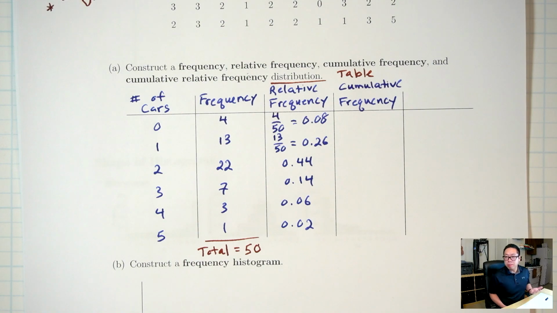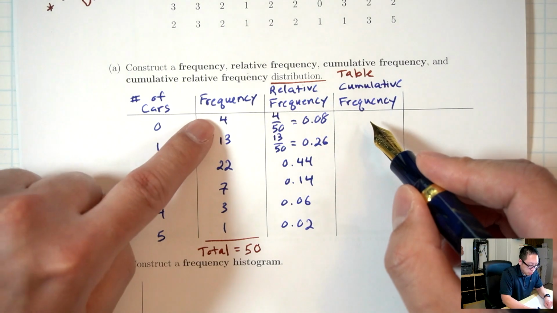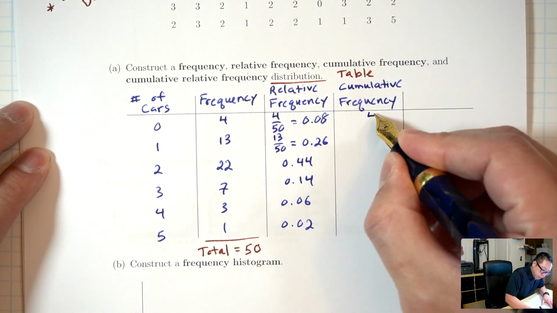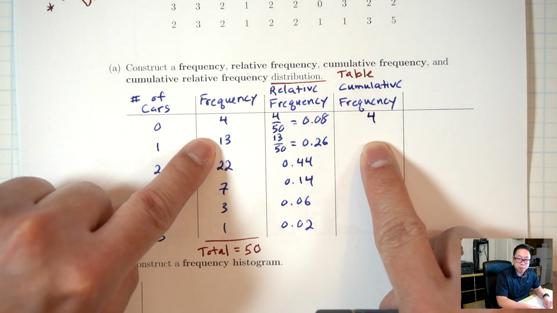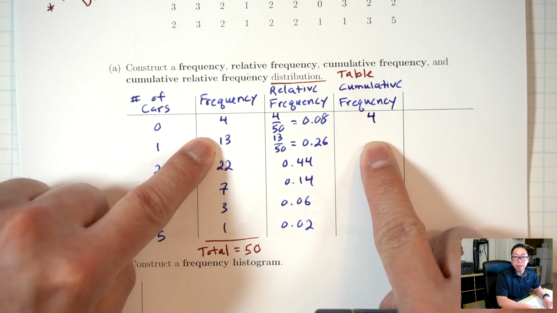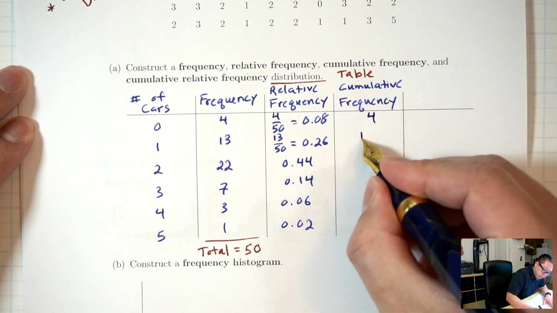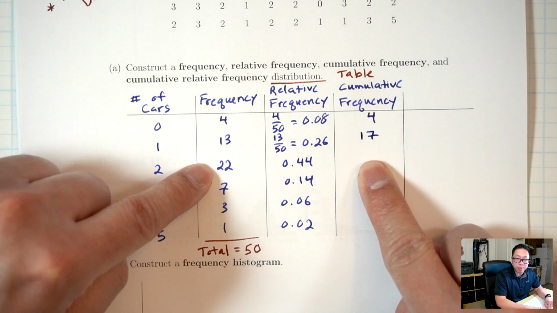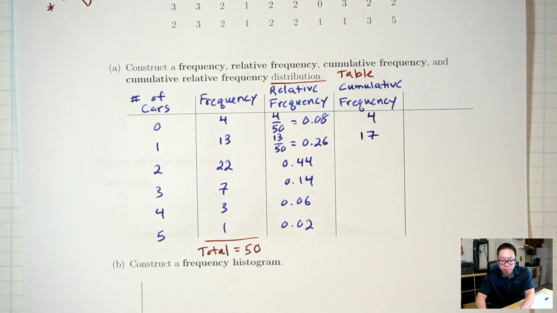So that's exactly what cumulative frequency is. The first cumulative frequency is always going to match the first regular frequency. So the first cumulative frequency is 4. The next cumulative frequency, right, is 13, but then you also want to include everything before it. So that's going to be 13 plus 4, which is 17. The next one is going to be 22, and then everything before it. So 22 plus 13 plus 4 is 39.